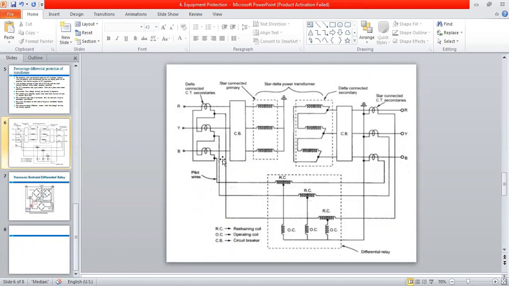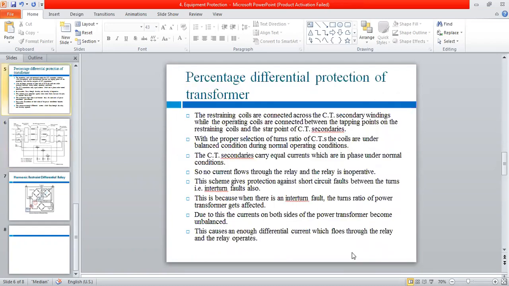But when the fault occurs, more current will flow through this operating coil, and your relay will start operating there. So this is the percentage differential protection. The restraining coils are connected across the CT secondary, and the operating coils are in between the tapping points.